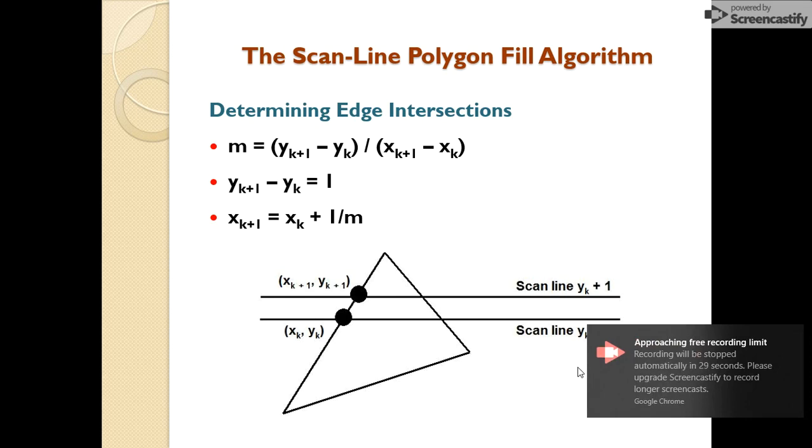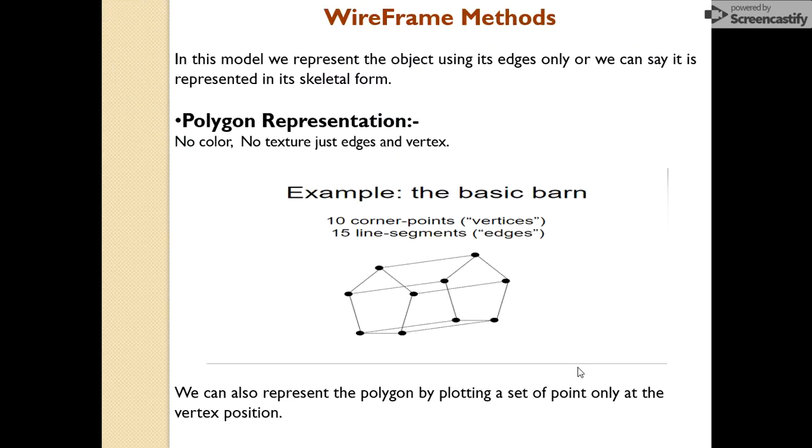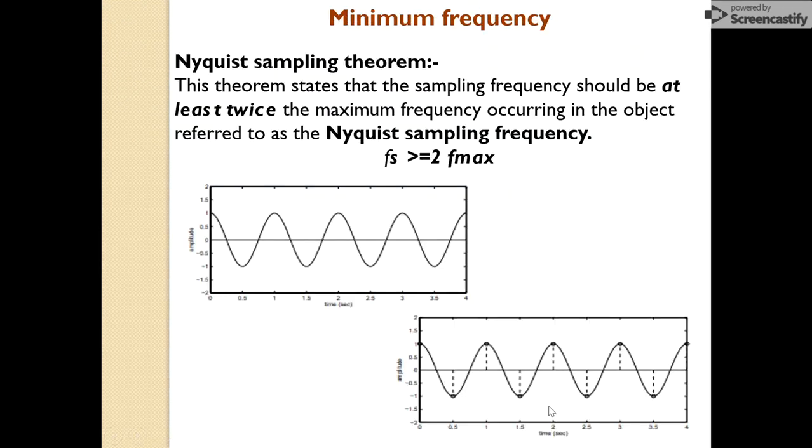So in this way, the scan line polygon algorithm works. Coming to the minimum frequency that is used, that is the Nyquist sampling theorem. This theorem states that the sampling frequency should be at least twice the maximum frequency that is occurring in the object. If the sampling frequency is less than twice the maximum frequency, then we'll have fewer samples, and that may eventually lead to loss of information.